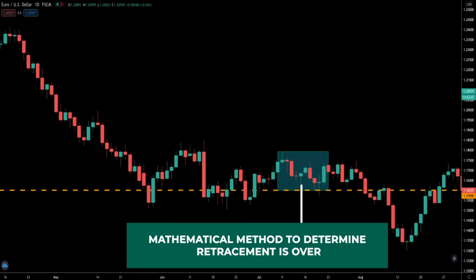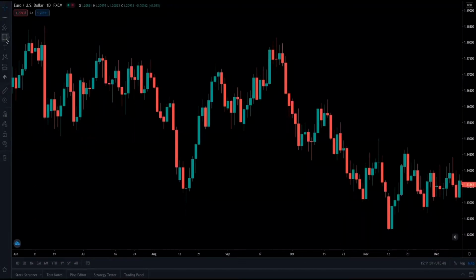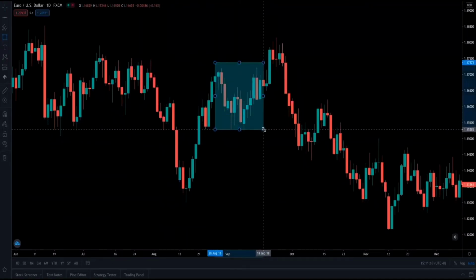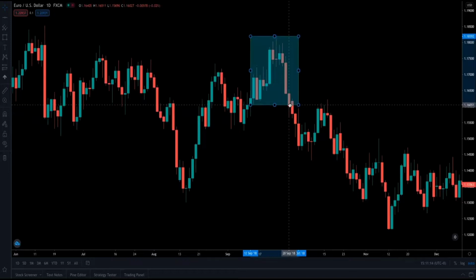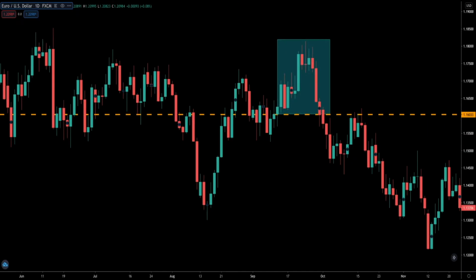But don't worry, I promise that it will be simple and won't require complex concepts like binomial theorem or distribution theory. If you can draw a rectangular and shift it around, then you can apply this secret technique that professional traders use. Now, as a teaser, here's a quick snapshot of how it looks.